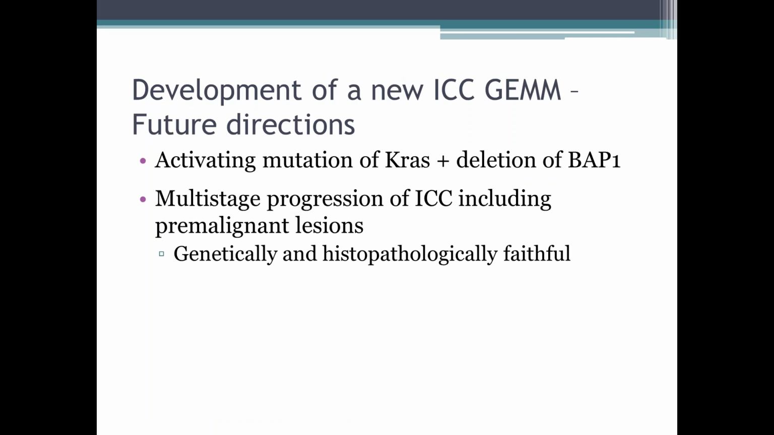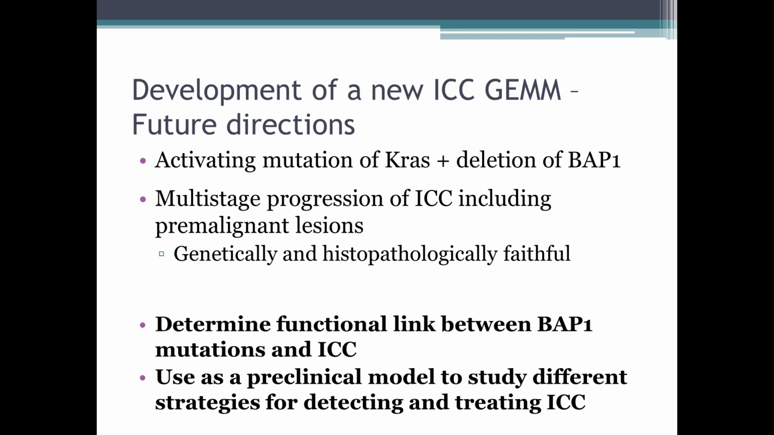Now, as the second model that I talked about earlier showed, they were able to explain the pathways and how the mutation in IDH2 helped lead to the development of intrahepatic cholangiocarcinoma. We are in the process of doing that with this new IHCCA GEM. So in the future, we need to determine the functional link between BAP1 mutations and IHCCA, which Dr. Javle has talked about, that they're doing that as well. And at the same time, we will then be able to use this GEM as a preclinical model to study strategies for detecting, preventing, and treating intrahepatic cholangiocarcinoma, with the ultimate goal being improved outcomes in patients and translation to the clinical setting.